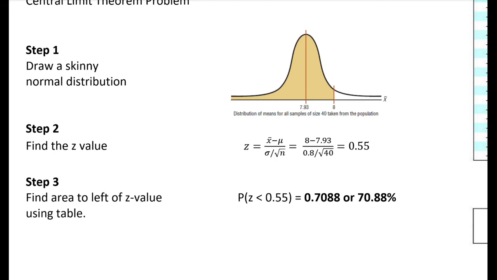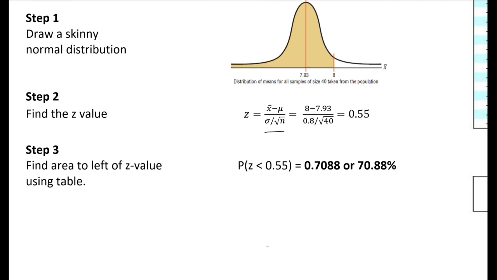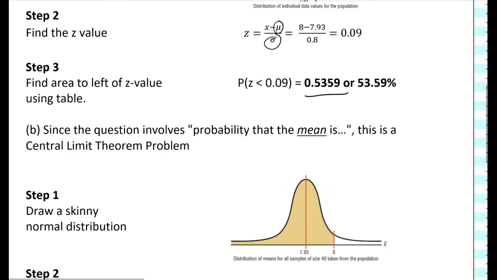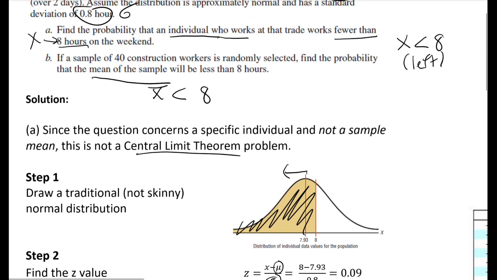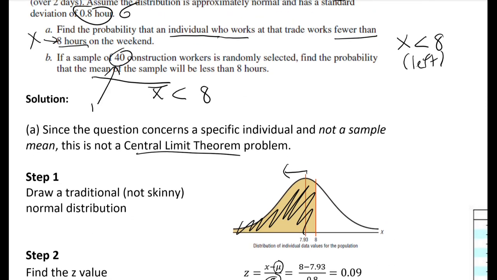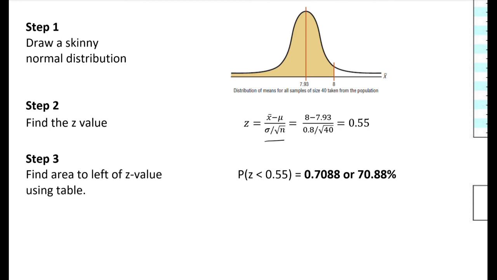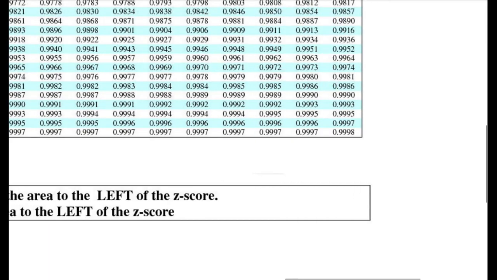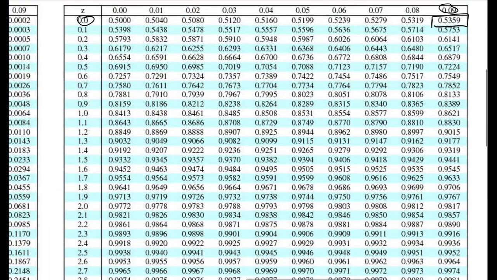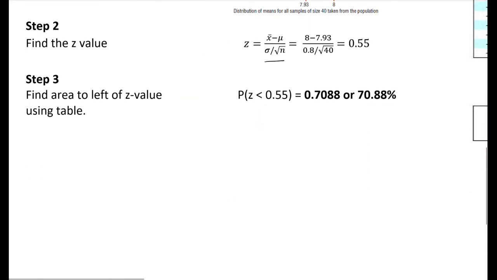Then we do the Z value, which means we need to use the sigma over square root of n formula. We go ahead and plug those numbers in. They mentioned that the sample size was 40 in the original problem, so that's my n. We plug those in and we get our Z-score of 0.55. Then we look up the area to the left, so we'll show you that real quick. We have 0.55, which means our area is 0.7088. So let's go back to our problem, and that's exactly what we got.